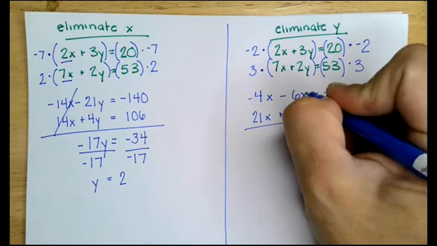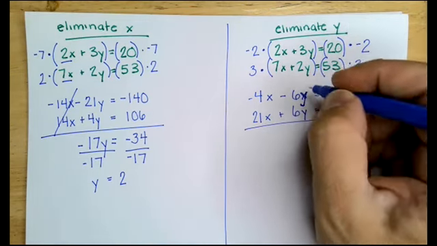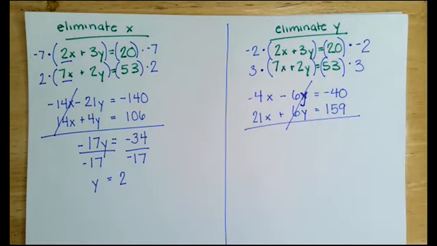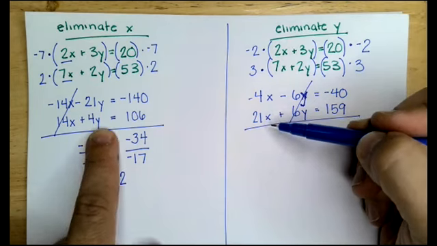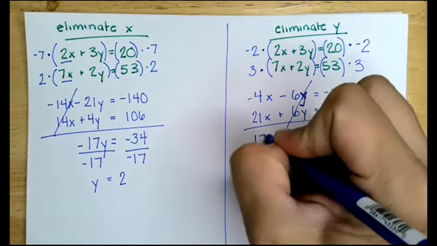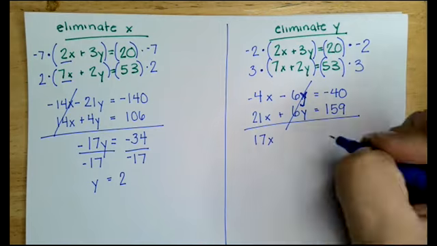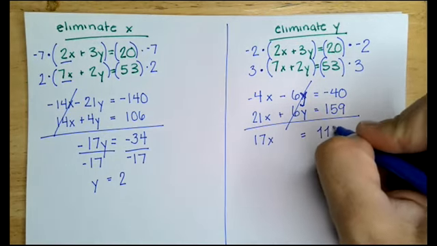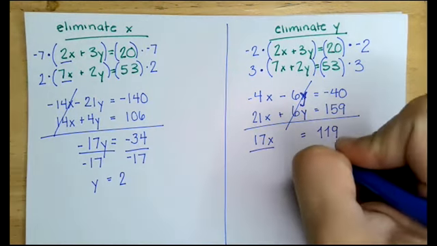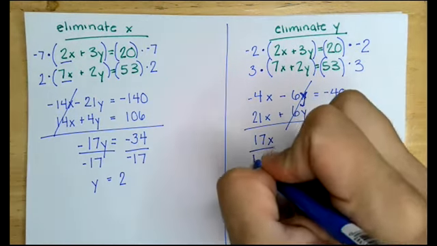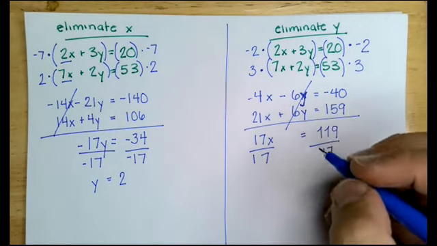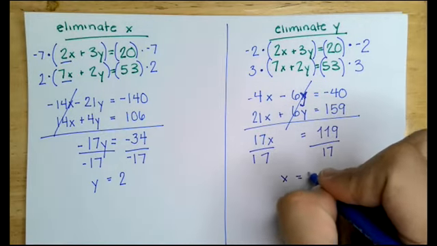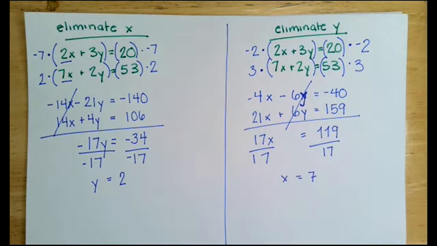Now, oops, sorry, I called that an x, but it's a y. Now we eliminate the y's. Oh, look, it's the same. 21 and a 4. It becomes a 17, but this time it's a positive 17. 159 minus 40 gives you 119. And then I'm going to divide by positive 17. So that gives me x is 7. Okay. So that was an example of how to eliminate either one.